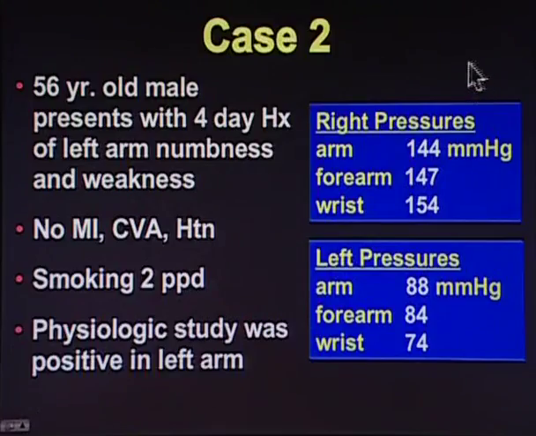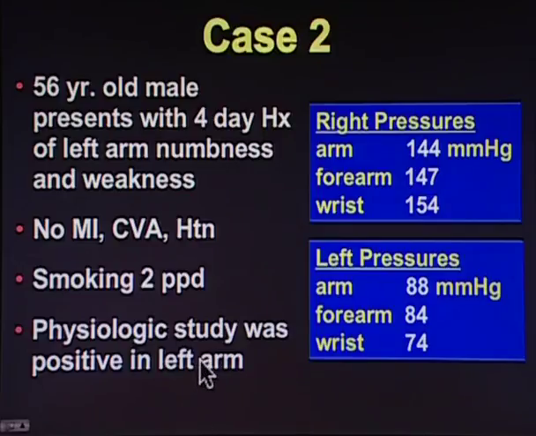Now, a 56-year-old male presented with this next case. It's kind of an interesting case and somewhat unusual. He had a 4-day history of left arm numbness and weakness. He had no history of heart attack or myocardial infarct, no stroke. He had no history of hypertension. He was a smoker, smoked 2 packs per day.